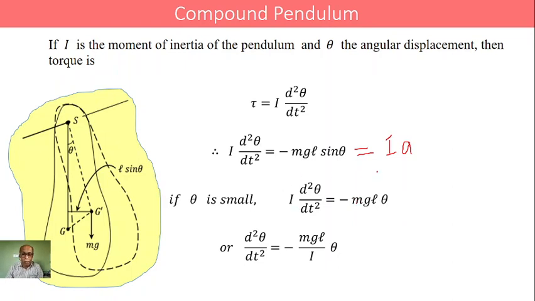For small angles, sin theta becomes equal to theta. If the angular displacement is very small, then sin theta is just theta. Therefore, I into A equals minus mgl into theta. Therefore, the acceleration A equals minus mgl theta whole divided by I.